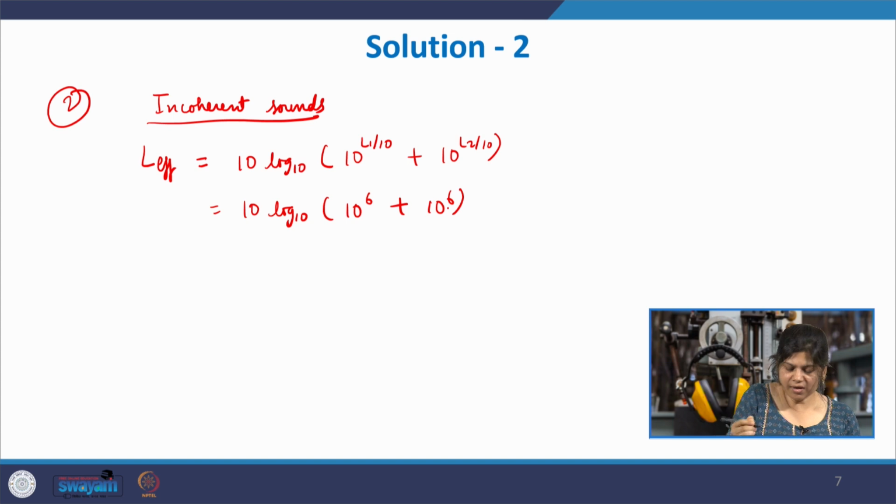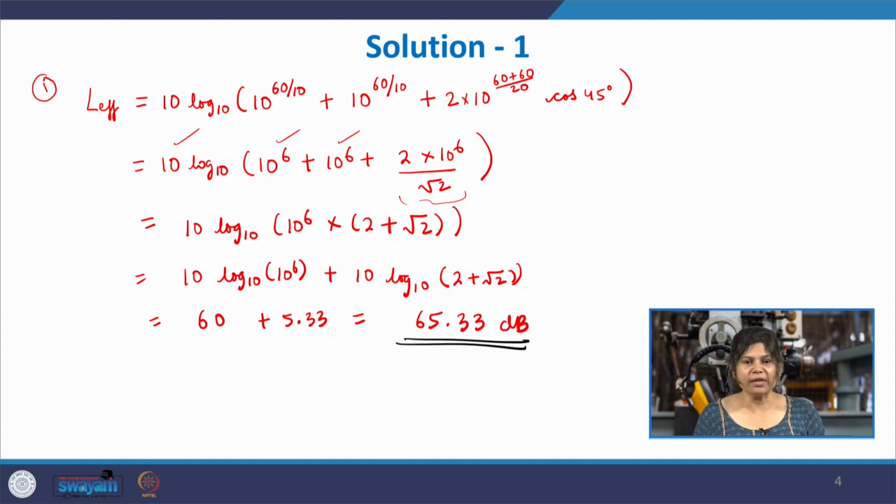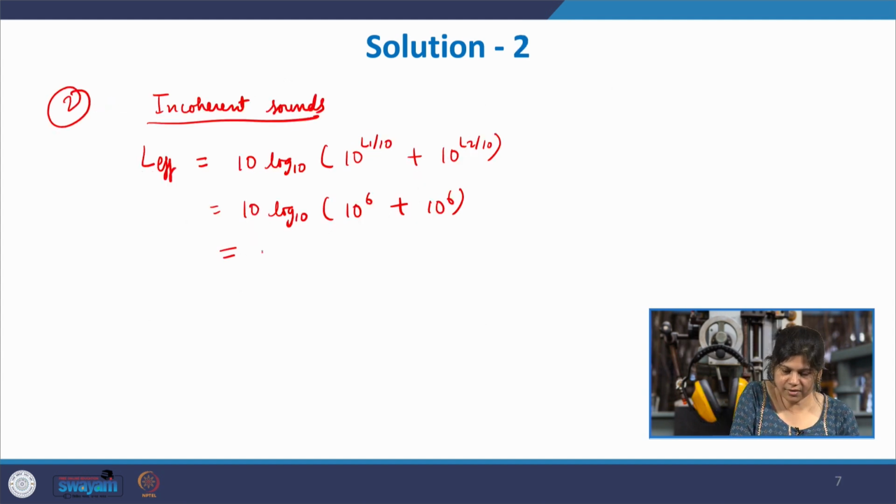What you see here from the previous equation is that we get this term and this term, and there is no additional term due to the phase difference because of the incoherence in the source. So, over here the rise in the overall level will be smaller as compared to the coherent source, which is given like this.